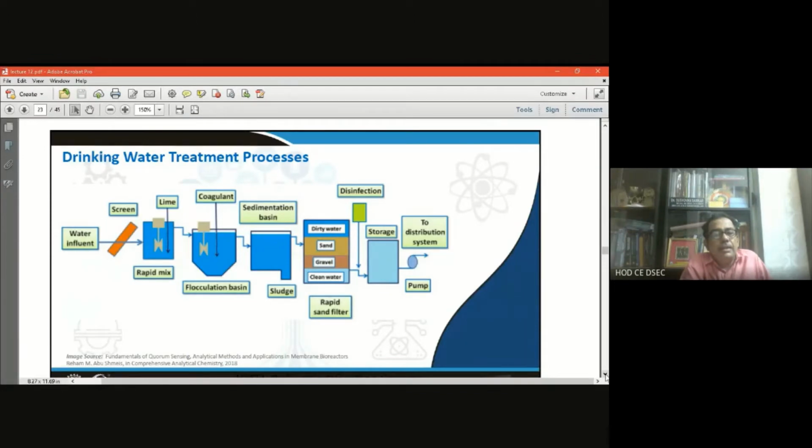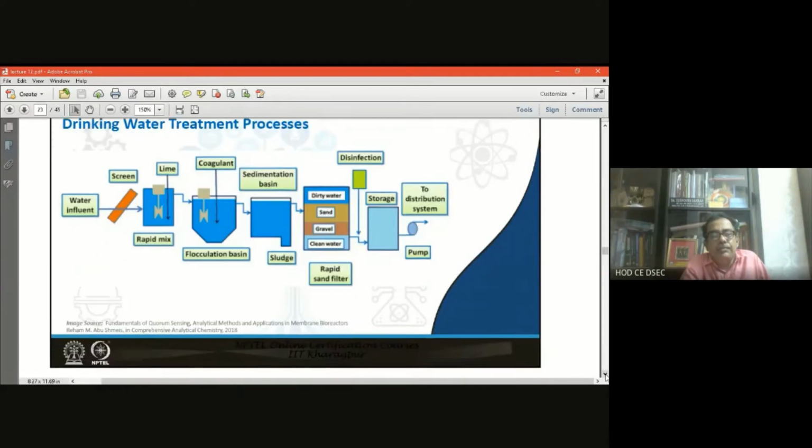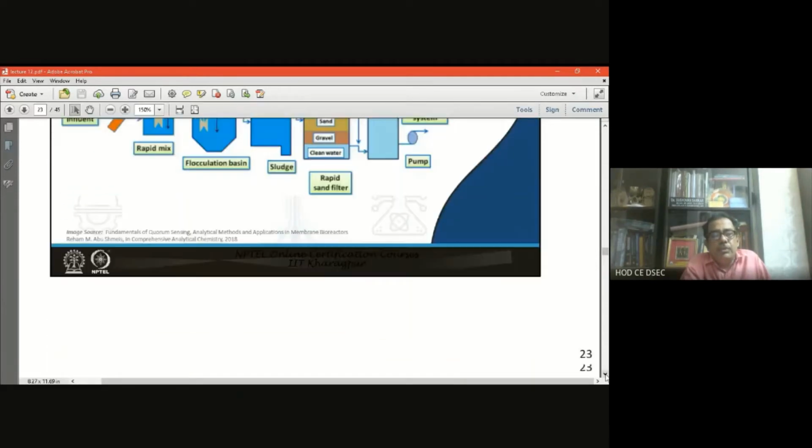Water influent comes to the screen, which is inclined because the bar rods are fitted in an inclined way so that the maximum surface area, the hypotenuse side, is exposed to the obstructing materials. Then the rapid mixing coagulant tank is there. Then the sedimentation basin. Then the filtration unit, which has been discussed in detail. Disinfection and storage are there. So this system will be followed.